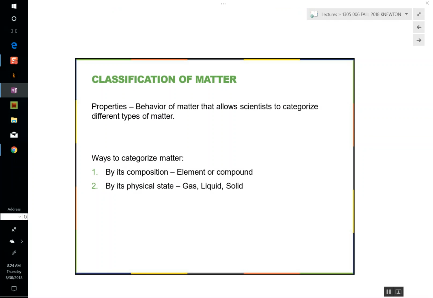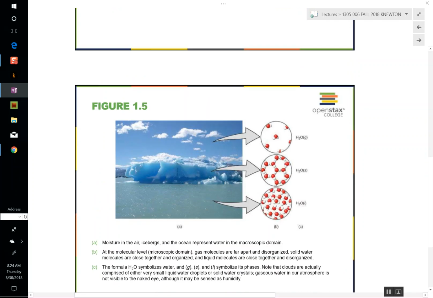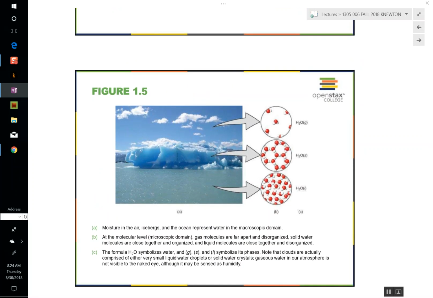Ways to characterize matter: elements by composition. Elements or compounds. By its physical state, it's a gas, liquid, or a solid. All right, so there are different ways of characterizing. Here's an iceberg floating in the ocean with some clouds above it as an example. Right there in that photograph you see water, H2O, in 3 different forms: ice, liquid, and the gaseous form of water.